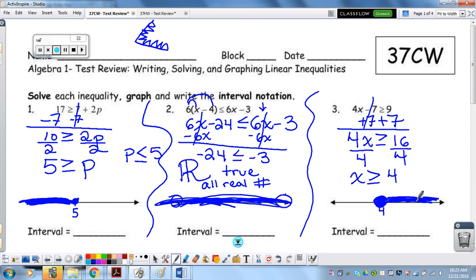So just in case you weren't sure, you can actually label more points, more numbers. Okay? So you got to say to yourself, is 3 bigger than 4? Nope. So that's why you don't shade towards that 3. But 5 is bigger than 4, so that's why you shade towards that direction.